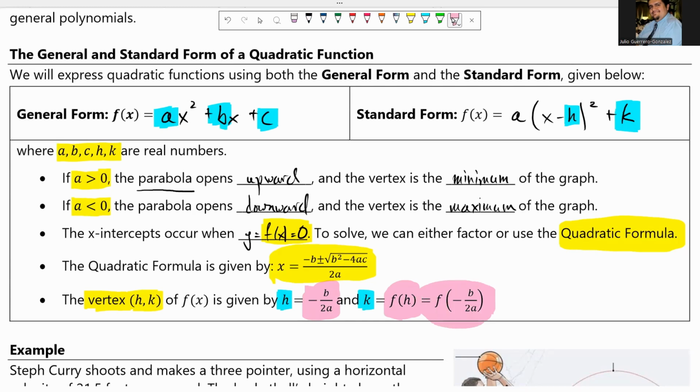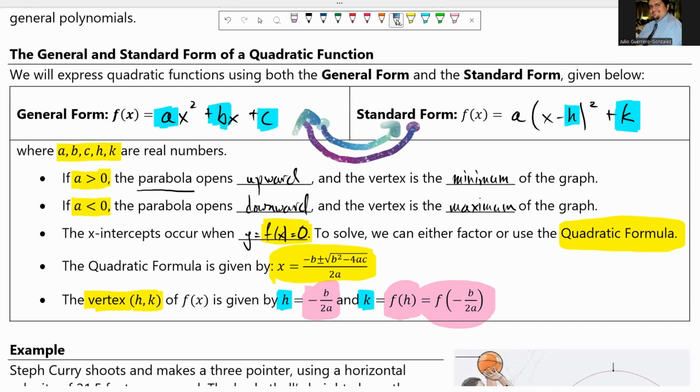Okay, what I want to impose on everybody is that both of these forms, the standard form and the general form, they are interchangeable. So I can grab the general form and turn it into the standard form, and then I can grab the standard form and turn it into the general form, okay?